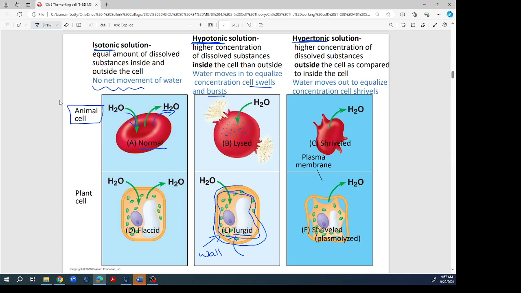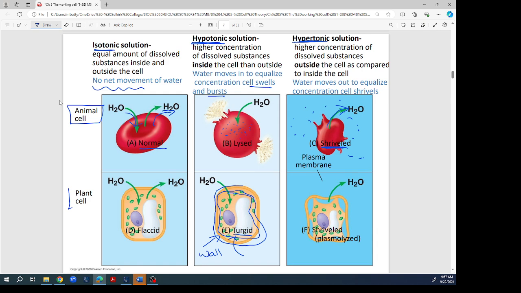The last one here, the hypertonic, that means that there's lots of stuff dissolved outside the cell, and so the water moves out to equalize those concentrations. That's going to essentially dry up the cell and result in a shriveled appearance of an animal cell.